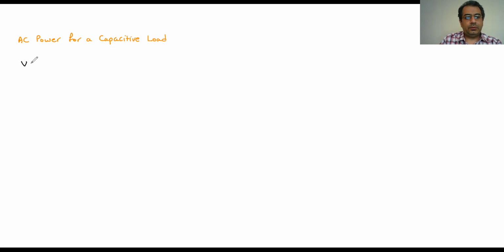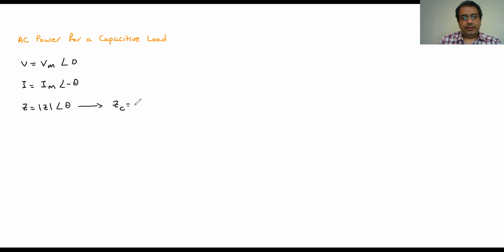The voltage V is the source voltage, so it's going to be Vm with angle of 0, the maximum of V with angle of 0. The I, we know, is going to be Im with angle of negative theta. And Z is the magnitude of Z with angle of theta. Because we have only capacitance, this is going to be ZC, which is going to be negative j over omega C.